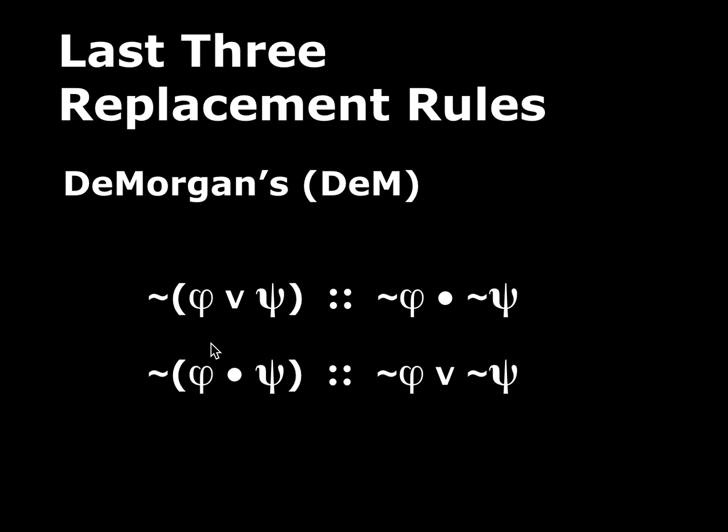Okay? There's also a version where you can turn a negated conjunction into a disjunction of the negated conjuncts. So here's a negated conjunction, dot becomes wedge, get rid of the external negation. This whole statement is no longer negated, but each of the components is negated. Instead of phi, it's not phi. Instead of psi, it's not psi. Okay, we'll see a lot of examples of this. Get used to this rule.